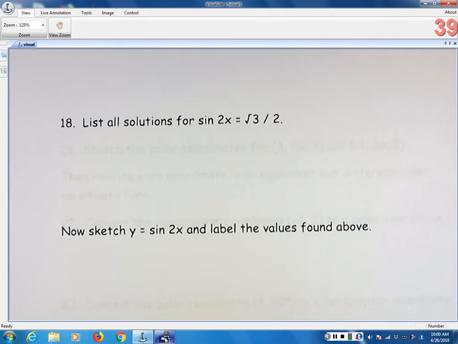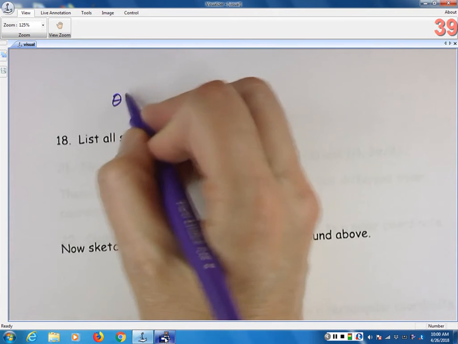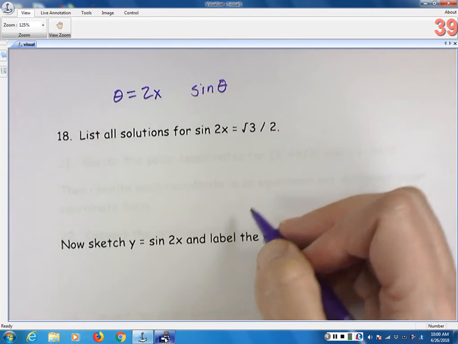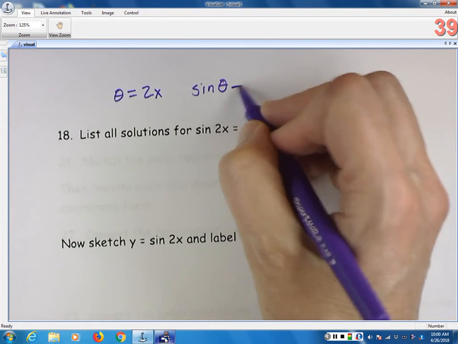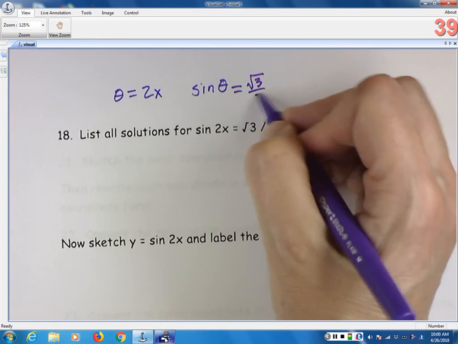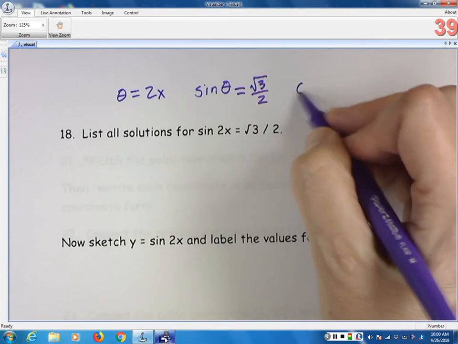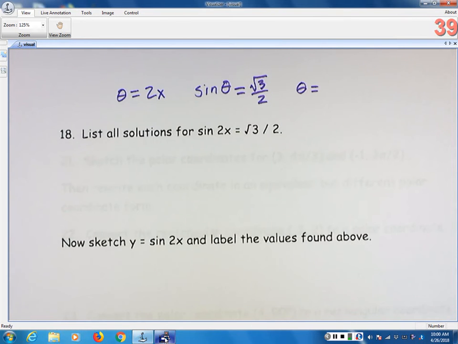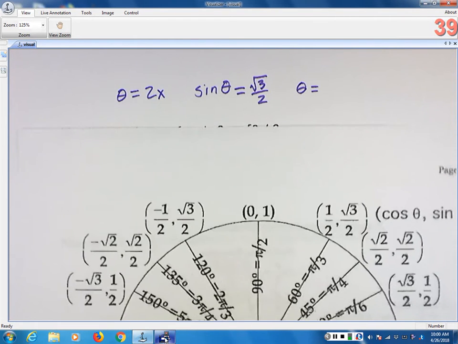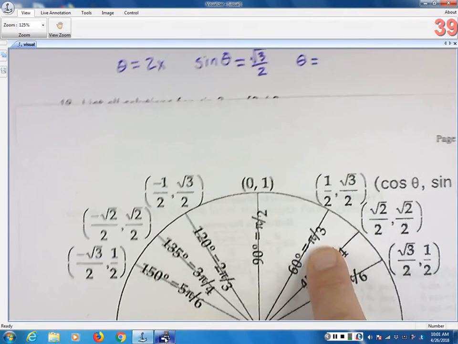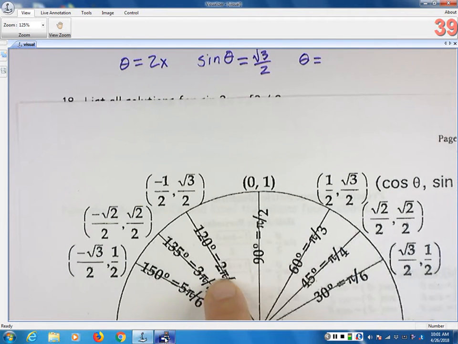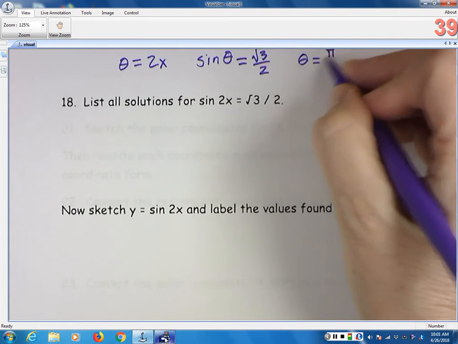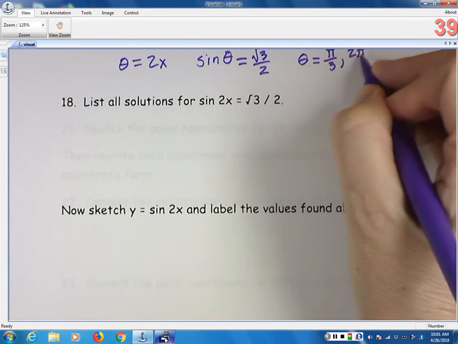I don't like it. If theta is 2x, sine of theta equals square root of 3 over 2, then what can theta be? What are all the solutions? Just list between 0 and 2 pi right now. Pi over 3 and 2 pi over 3. Right, pi over 3 and 2 pi over 3.